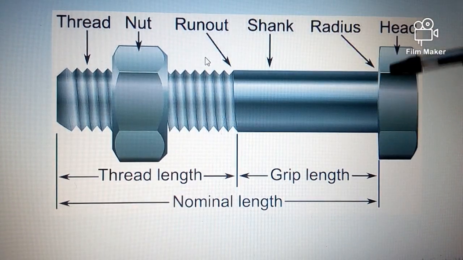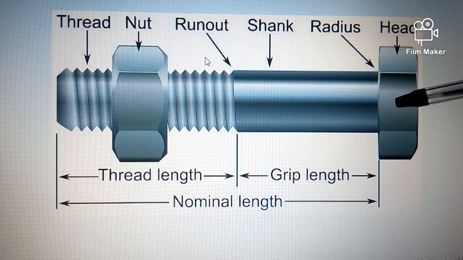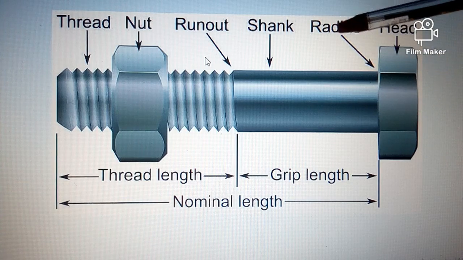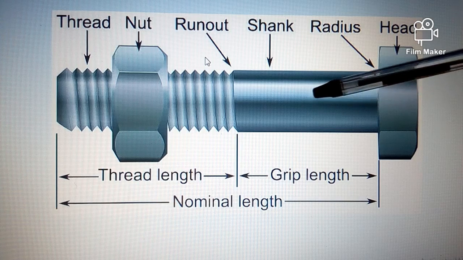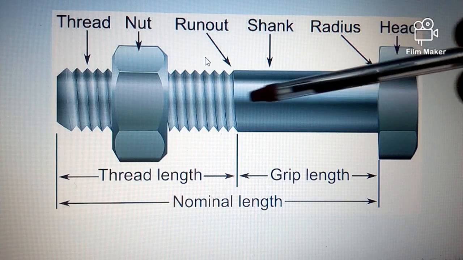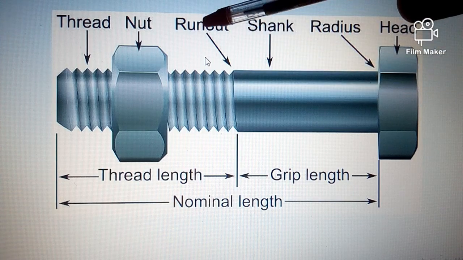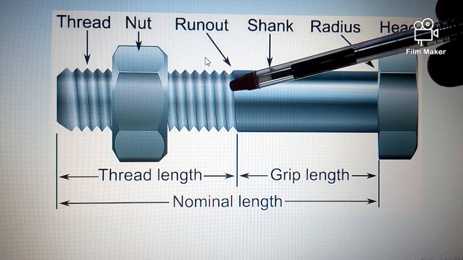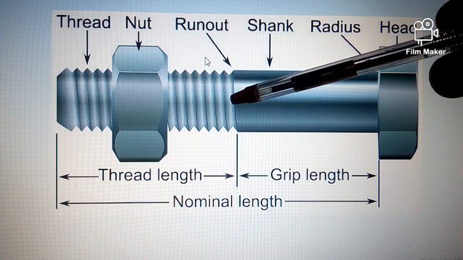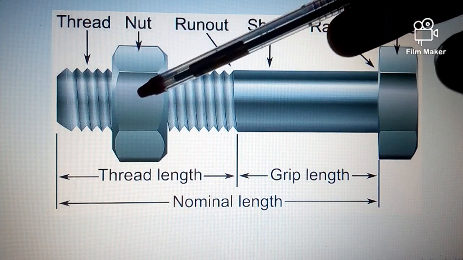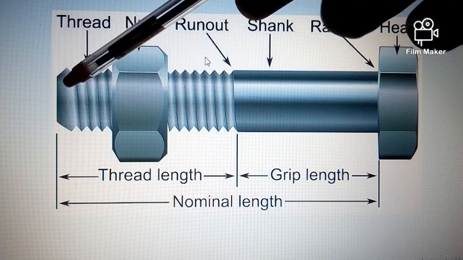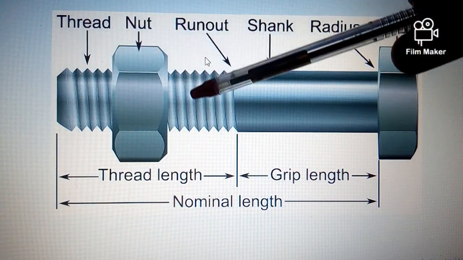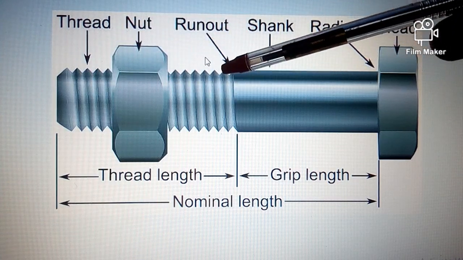Now this part of the bolt is known as the head. Okay, now this is the radius. Now from here it's known to be the shank. All right, it's known to be the shank. Why this is the runout? It is called the runout because this is where the threaded area starts. Okay, good. Now this is the nut. Now we have a thread. Now these, the ones that look like teeth, are known to be the thread.